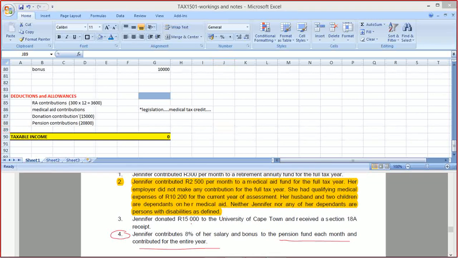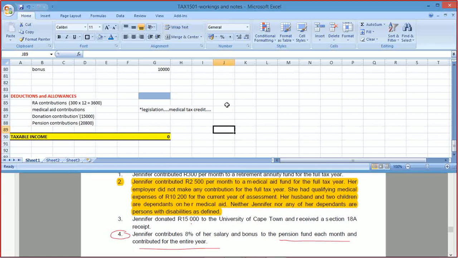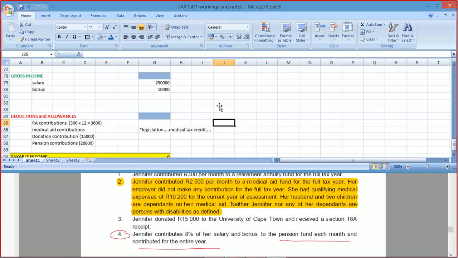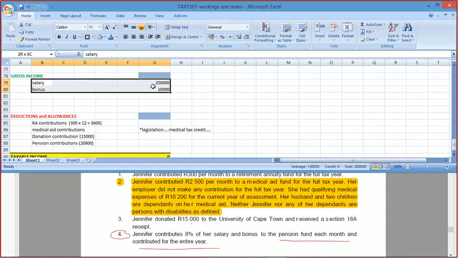So let's first look at her pension and her retirement annuity. Okay, what is the rule for pension and retirement annuity? Well, we need to know what her remuneration is. Is her salary and bonus considered remuneration? Yes. In this case, would her remuneration be the same as her taxable income? Yes, because there are no other expenses that weren't allowed. Do you agree? Is that alright? Yeah. Okay.